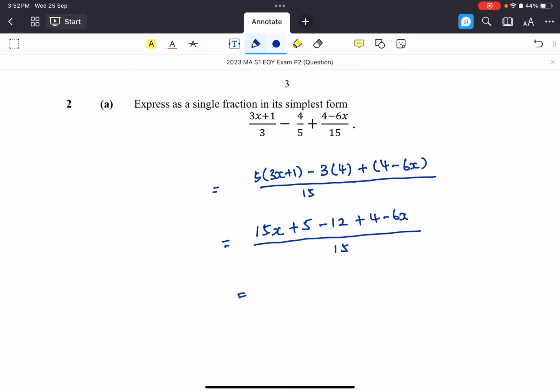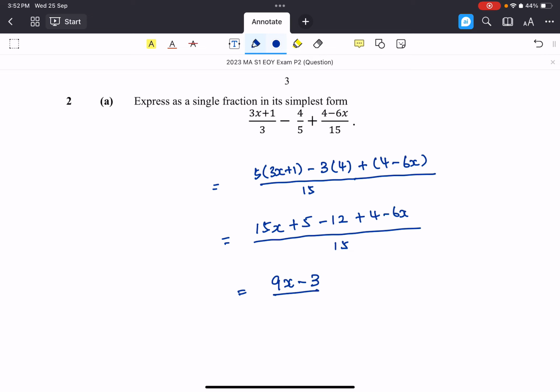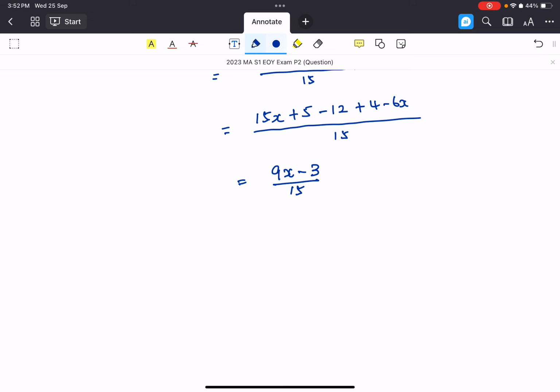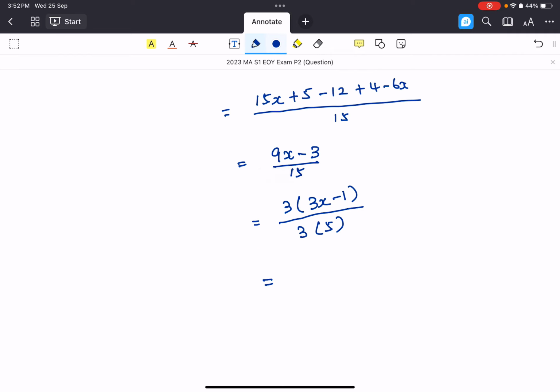So this will work out to be 9x minus 3 over 15. When we look at it, we can observe that something seems to be common here. If we extract out 3, we find that this is actually 3(3x minus 1). And 15 is actually 3 times 5, right? So the 3 and 3 cancel each other, and we end up with 3x minus 1 over 5. Okay?